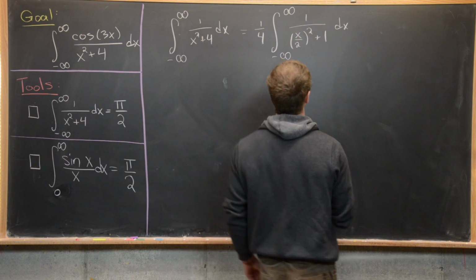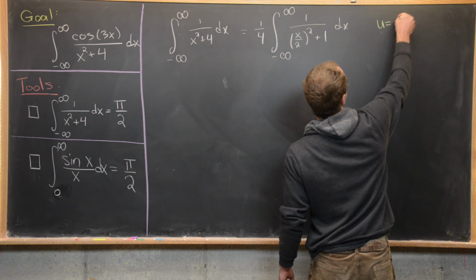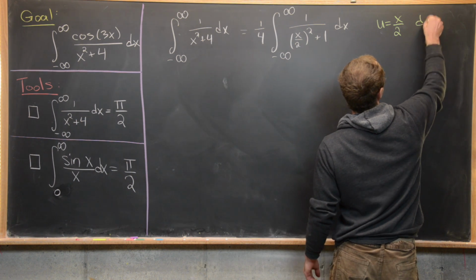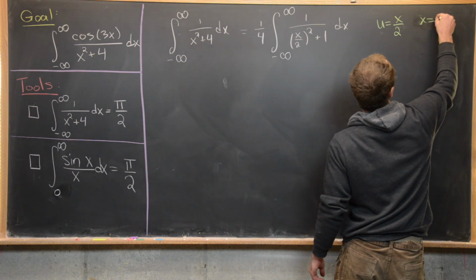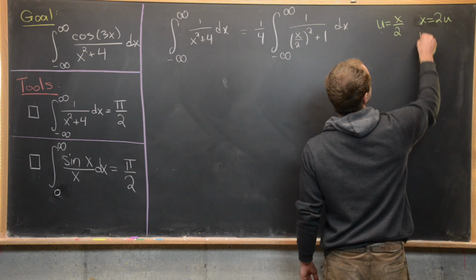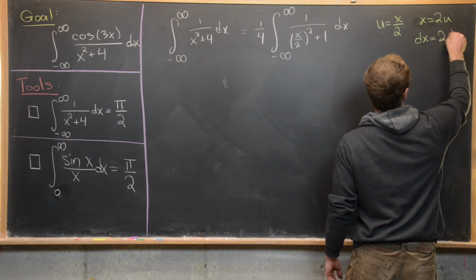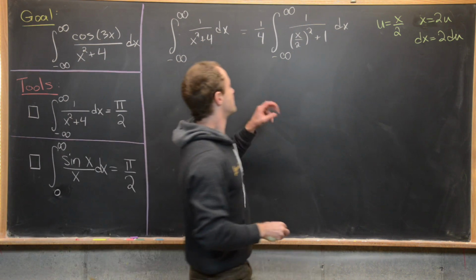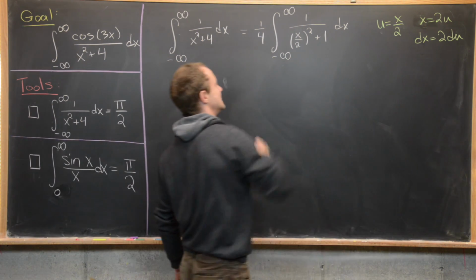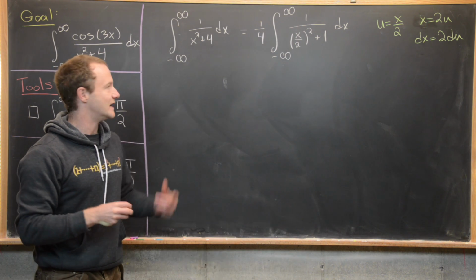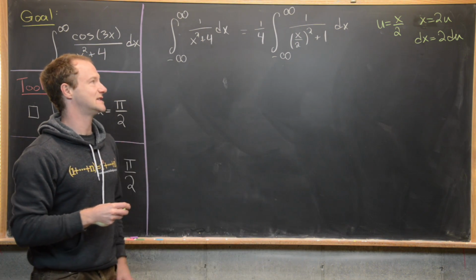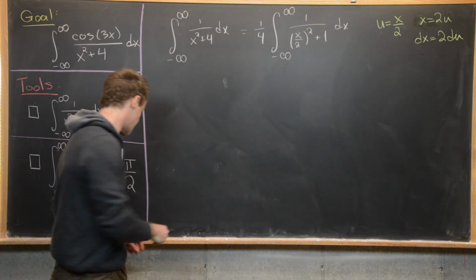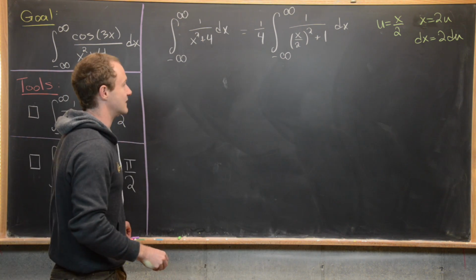Now let's make a u substitution. So I'm going to let u equal x over 2. So that means x equals 2u, which means dx equals 2 du. Now, furthermore, when x is tending towards minus infinity, u is as well. And when x is tending towards infinity, u is as well. So we don't need to change the bounds of integration.